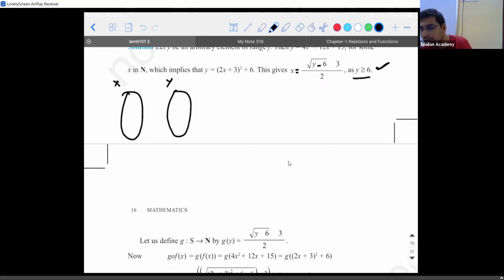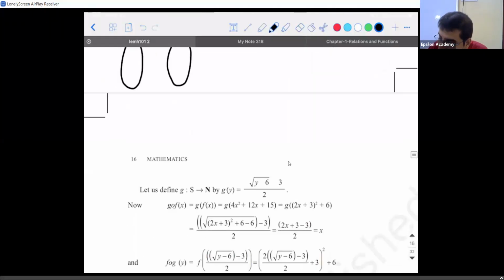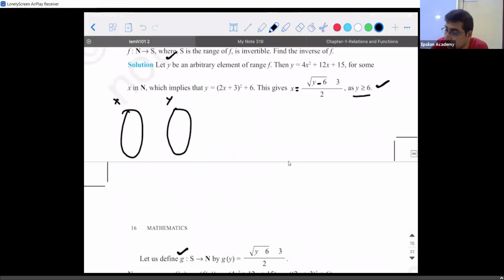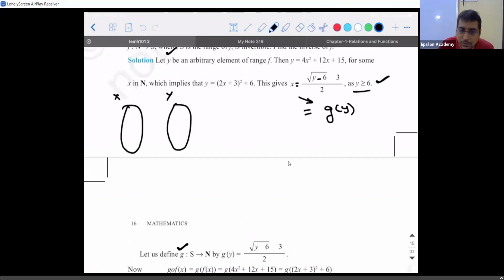So in this problem, what is the toughest part? Finding the range, because they didn't give it. So y should be greater than or equal to 6. Now we can define the reverse function g. Now you found x in terms of y, no? This is what we can call g of y. x is g of y. So I'll call this g of y.